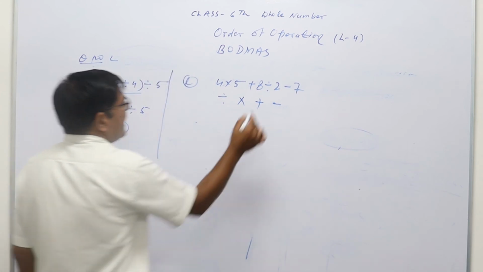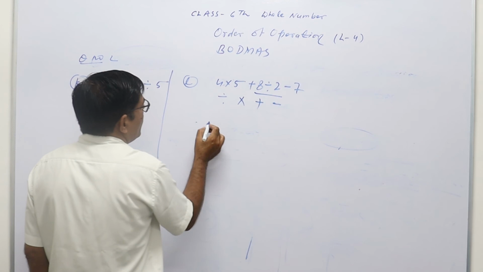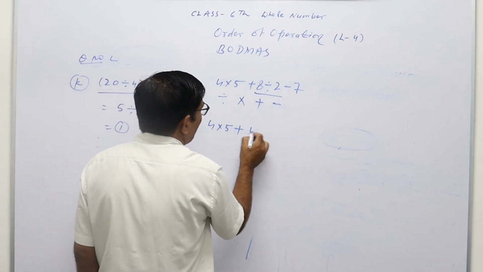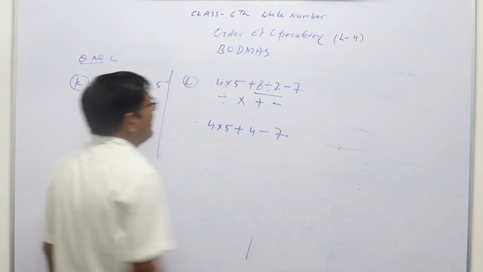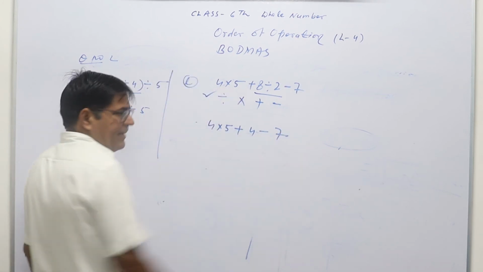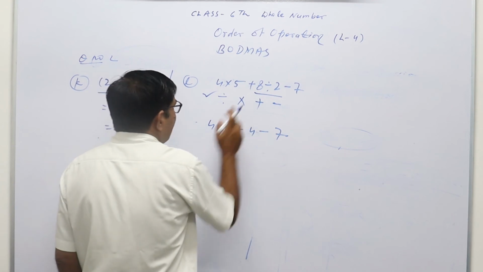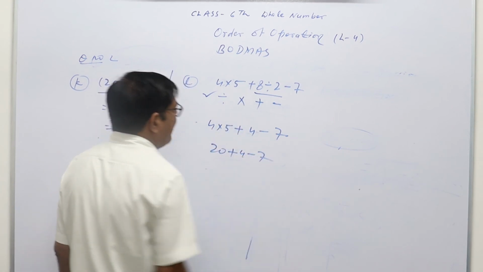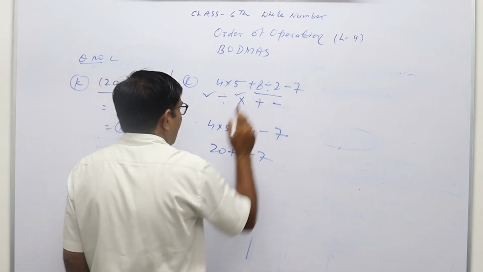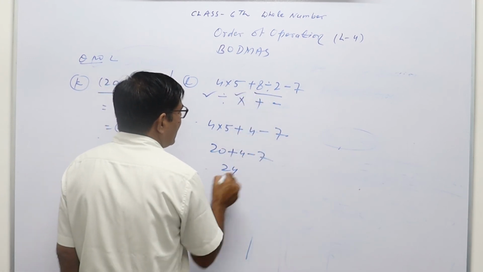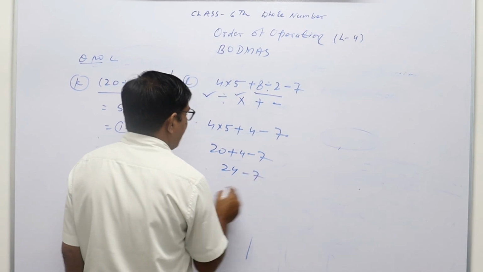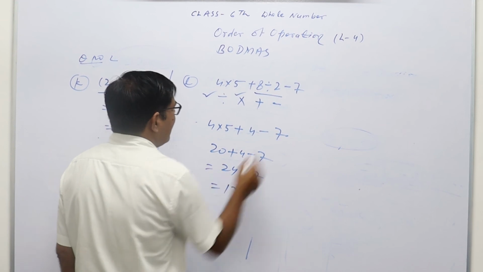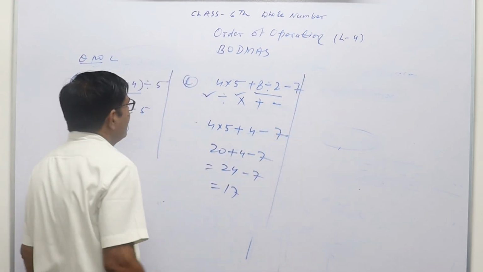So first, what is the division? 8 divided by 2. So 4 multiply 5 plus 8 divided by 2, it will be 4 minus 7. Now division is done. Now first we will multiply. So 4 into 5 is 20 plus 4 minus 7. Now then we will add. So 20 plus 4 is 24 and minus 7. 24 minus 7 how much will it be, 17. So 17 is your answer.